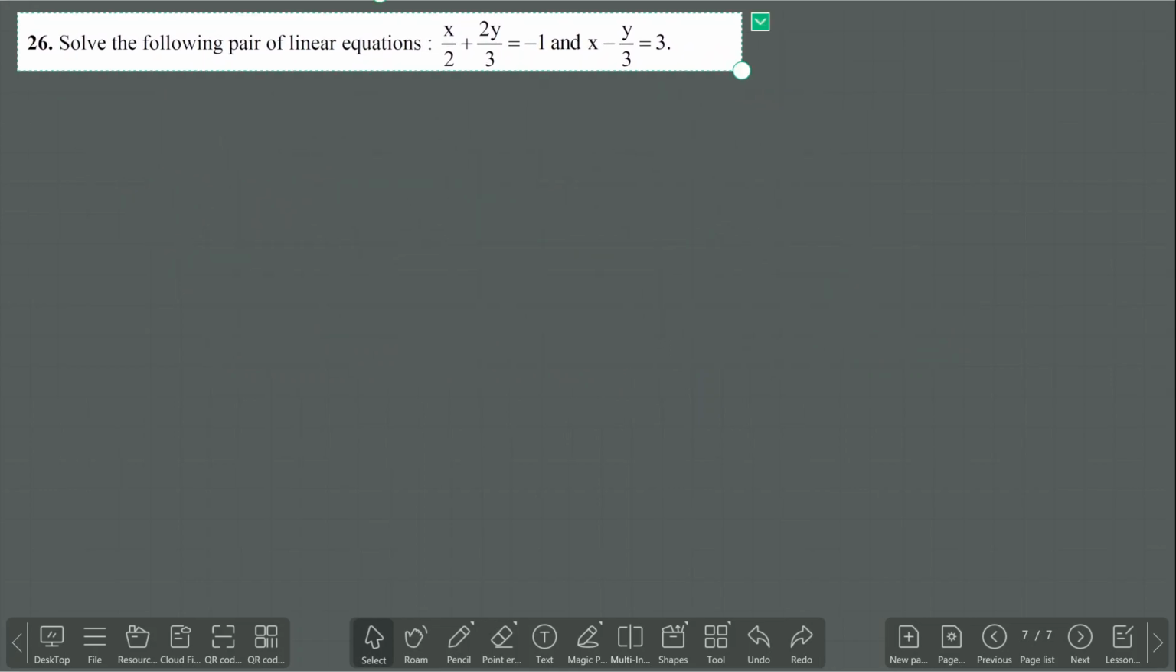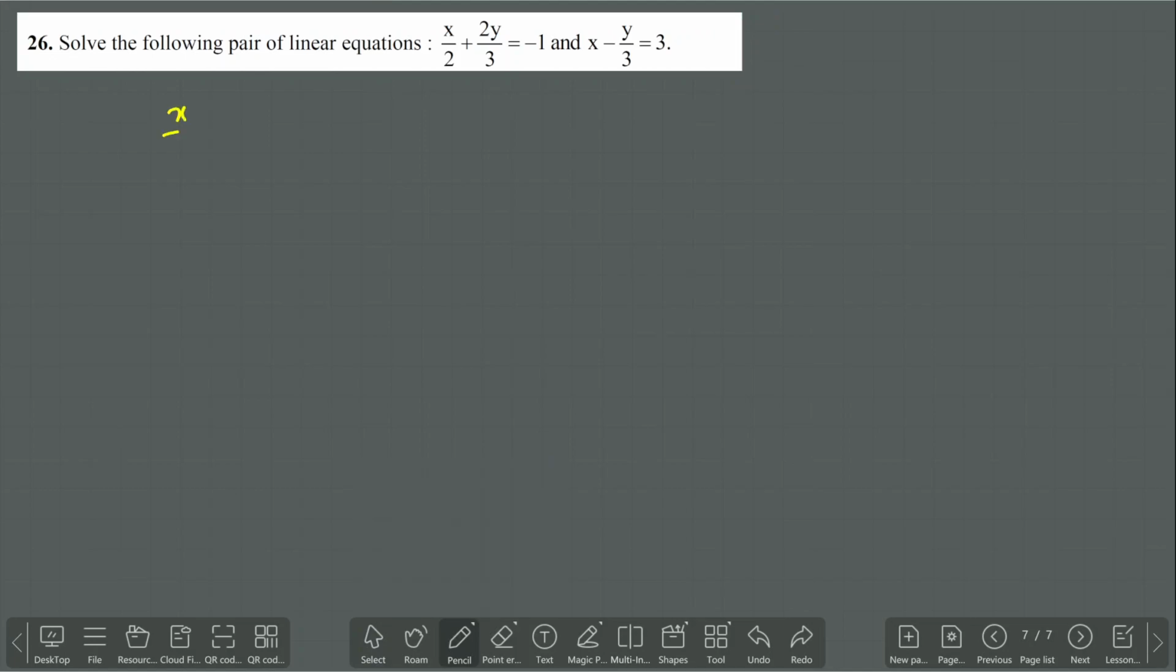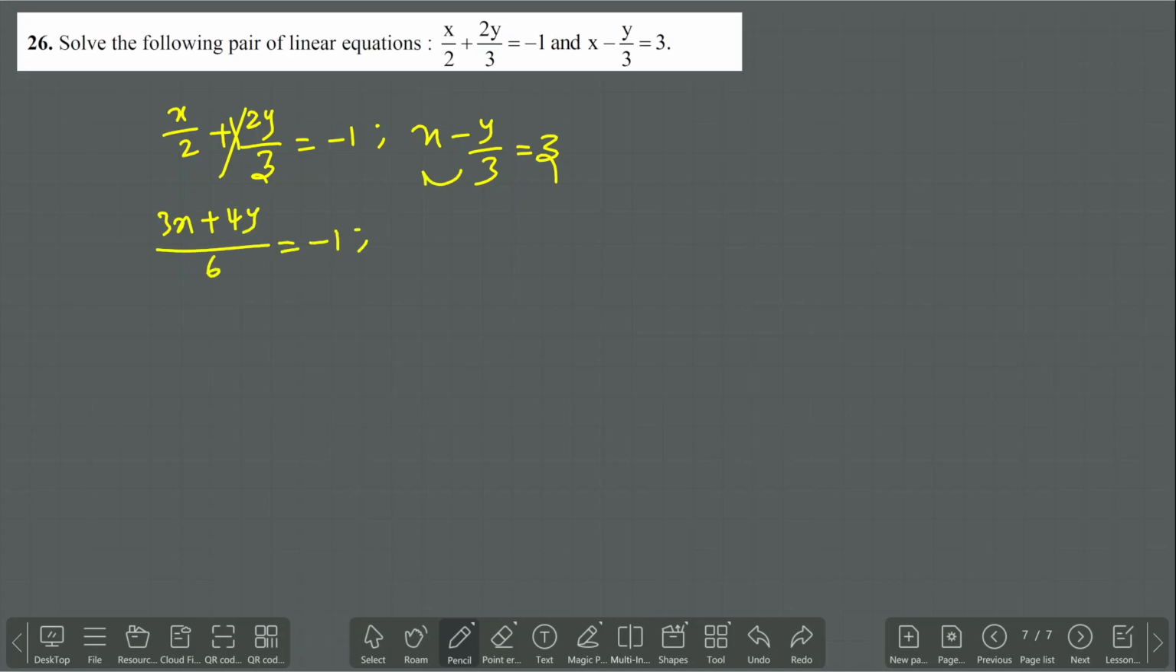Solve the following pair of linear equations. x divided by 2 plus 2y divided by 3 equals minus 1, and x minus y divided by 3 equals 3. First you make it like a normal equation. You simplify it, take cross multiplication. 3 into x is 3x, 2 twos are 4y, divided by 2 threes are 6, equal to minus 1. And here take cross multiplication: 3 into x, 3x minus y divided by 3 equal to 3. Whatever you have here, you send to the opposite side. You will get a normal equation: 3x plus 4y equal to minus 6.